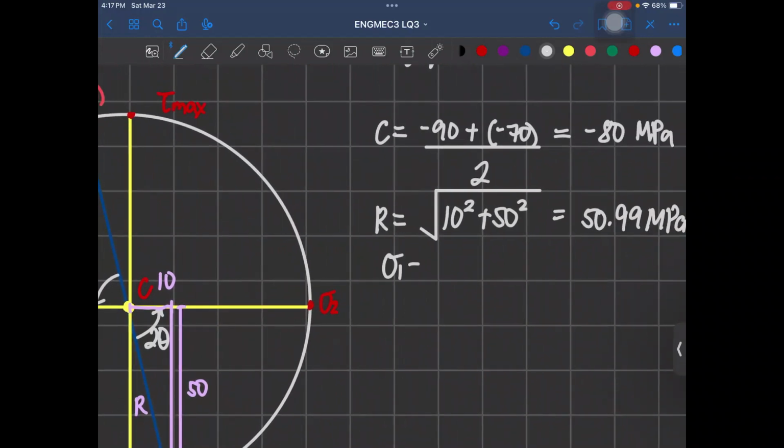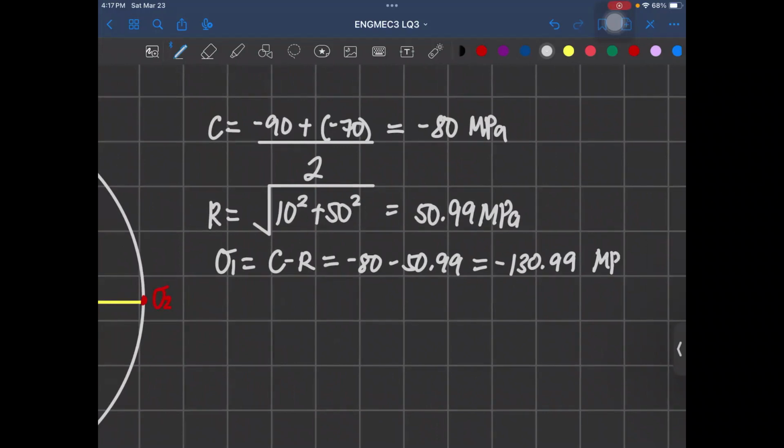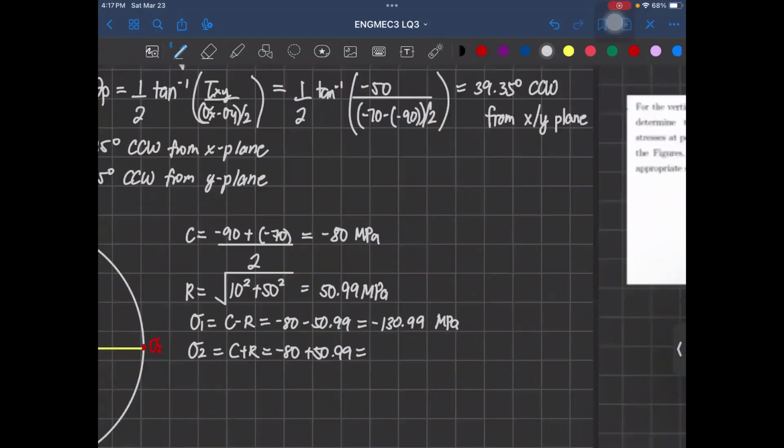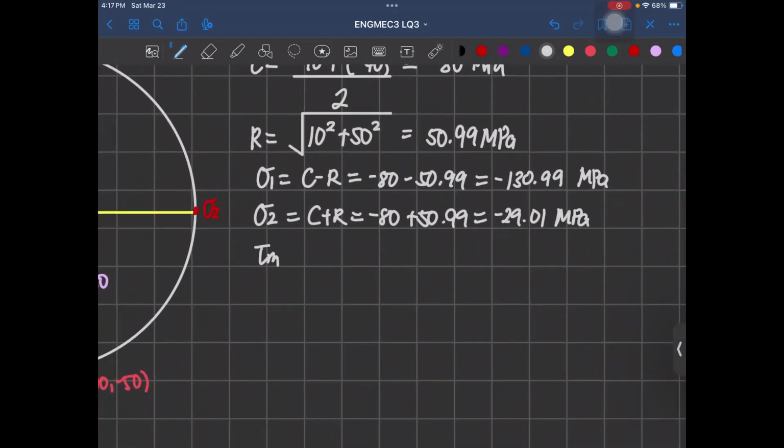So what we do is get our sigma 1, sigma 2, and tau max using this equation, these values. So sigma 1 is equal to C minus R, negative 80 minus 50.99, which is equal to negative 130.99 megapascals. Then sigma 2 is equal to C plus R, negative 80 plus 50.99 is equal to negative 29.01 megapascals. Lastly, tau max is just equal to positive or negative radius, which is just equal to 50.99 megapascals. So those are the values that we got also earlier.